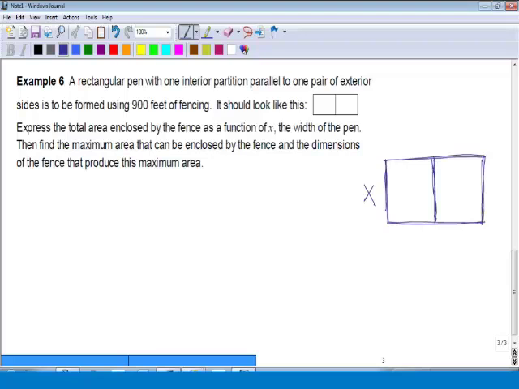I think the first thing to do is observe that if we build it differently, build it like this, as opposed maybe to building it like this, we could use the same amount of fencing material, add up all the sides and the interior partitioning wall, and it adds up to 900 feet, but it might enclose a slightly different amount of area depending on the dimensions.